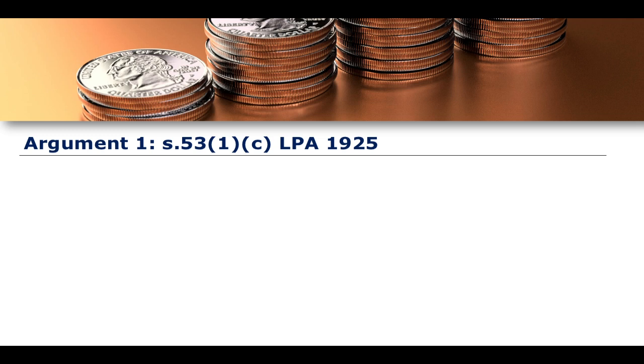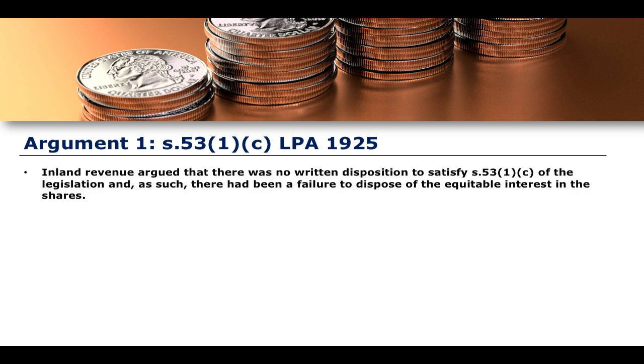Argument 1, the idea that it fell within the remit of Section 53(1)(c) of the Law of Property Act. If you need to familiarise yourself with that, go back to the previous lesson where we look at Section 53(1)(c). Essentially, what Inland Revenue argued was that there was no written disposition to satisfy Section 53(1)(c) of the legislation, and as a result there had been a failure to dispose of the equitable interest in those shares. Mr. Vandervell had failed to, and therefore retained that equitable interest. And if this was the case, they would have to pay surtax on the dividends that were therefore payable.